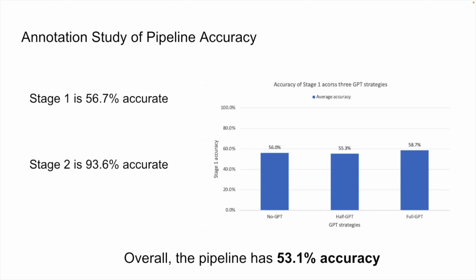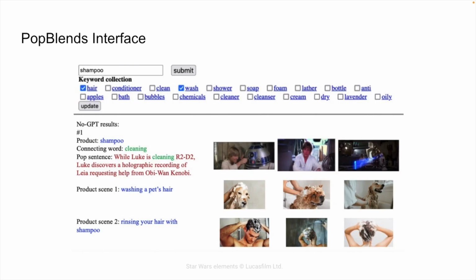To evaluate the accuracy of our pipeline, we conduct an annotation study. Across 5 pop culture domains and 6 products, stage 1 outputs are 56% accurate, where the 3 strategies are about equally accurate, but with very different outputs. Given an accurate stage 1 output, stage 2 results are 93% accurate. Overall, this leads to a 53% accuracy of the pipeline.